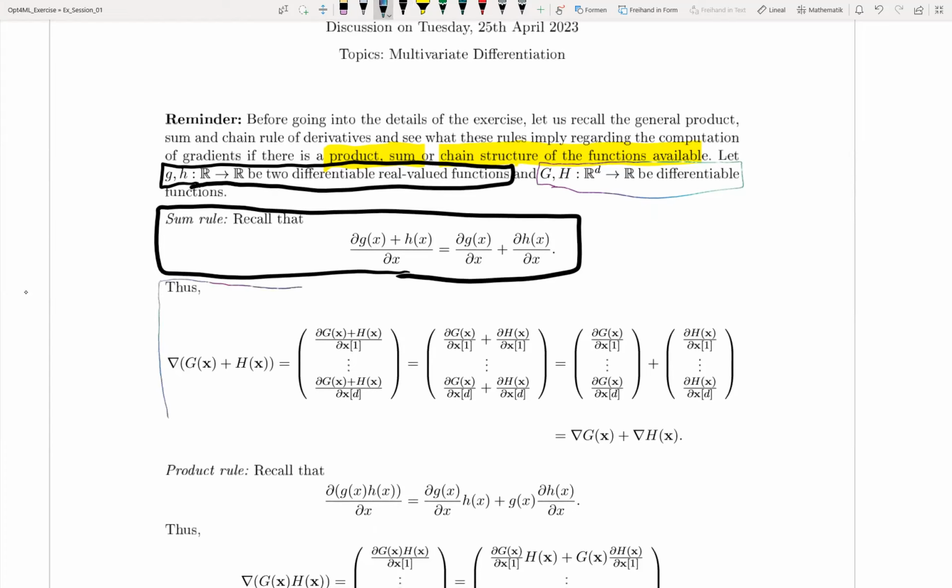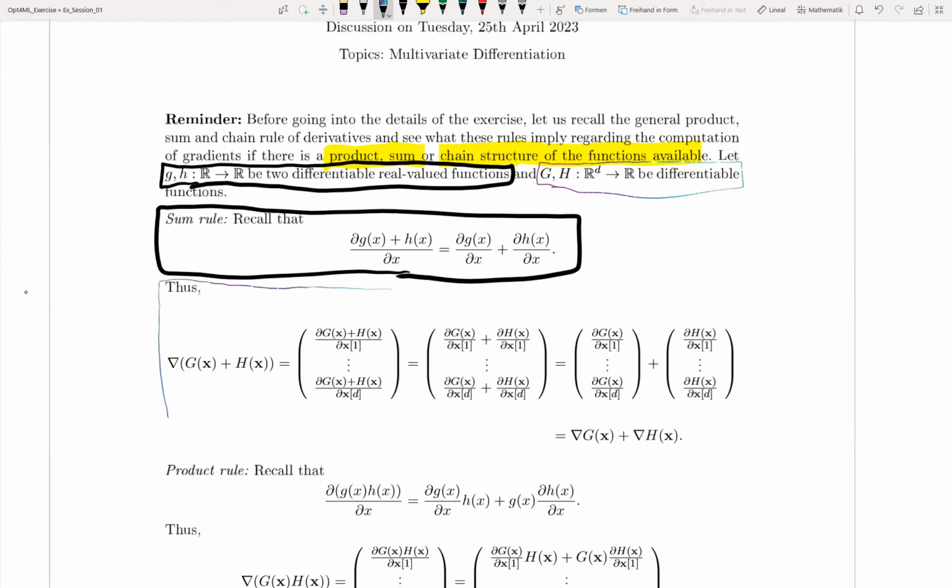What about the multivariate case where we are dealing with gradients? What is the gradient of the sum of these two functions, capitalized G and H? The gradient is nothing else than the collection, row by row, as a column vector, of the partial derivatives of the function we are computing the gradient of with respect to the respective component. First component of x in the first row, second one in the second row, and so on till we reach the last component.